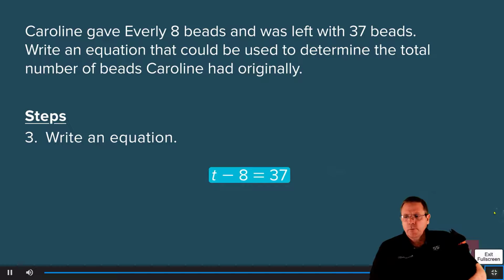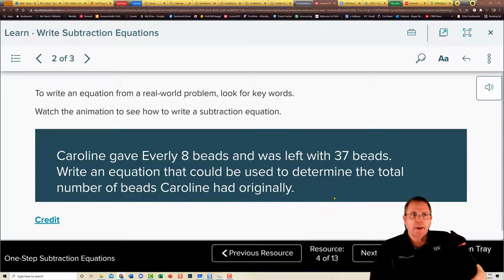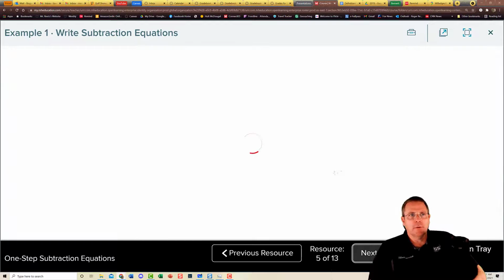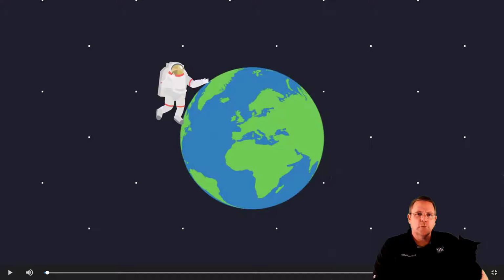Alright, I think they did a pretty good job on that one, demonstrating how it worked. Let's see what it looks like when we actually start getting into doing the problems. And we're going to start with a story problem that's not exactly true anymore.